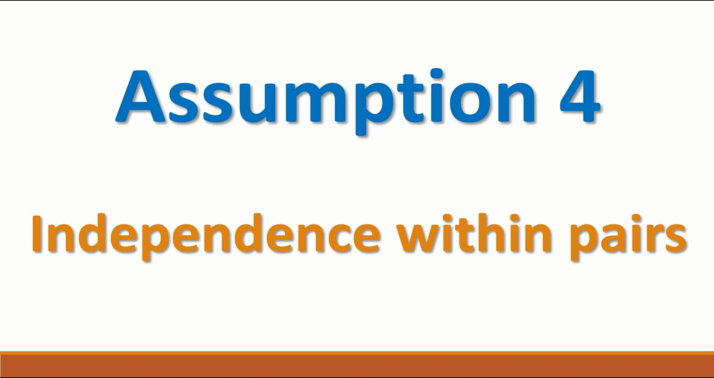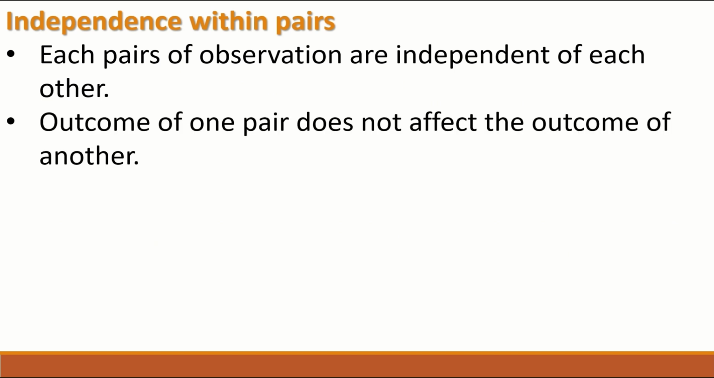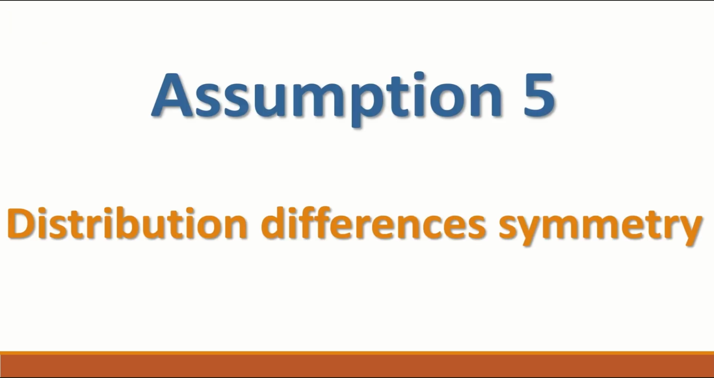The fourth assumption is the independence within pairs. So each pair of observations is independent of each other, i.e. the outcome of one pair does not influence or affect the outcome of another.